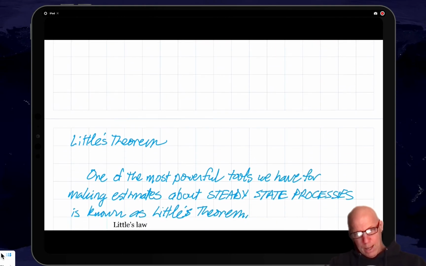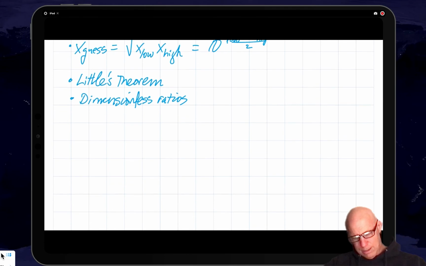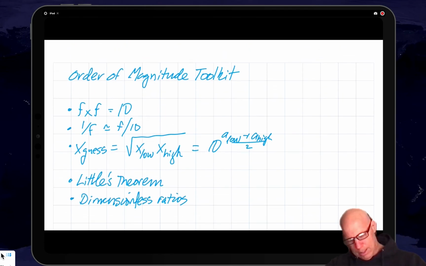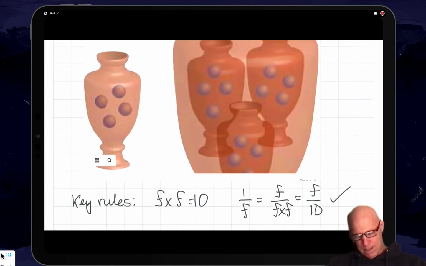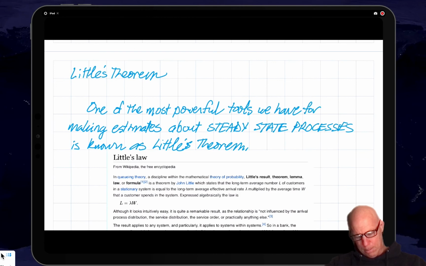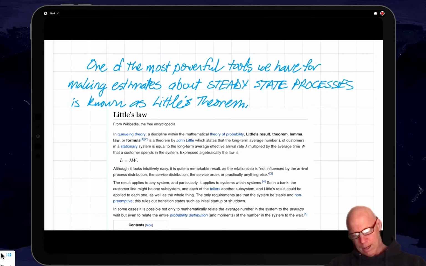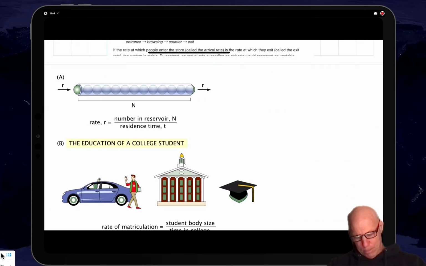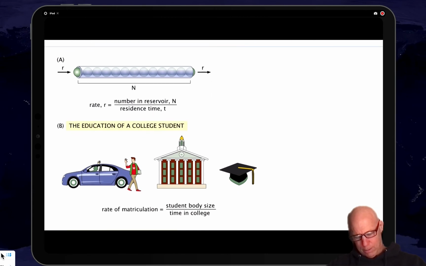And then the last of the comments that I want to make that's also going to be really useful in our order of magnitude toolkit is what I'm going to refer to as Little's theorem. And if you want to, you can look this up online. There's a kind of interesting historical description of this on Wiki. Little's law is what it's referred to as. But for my purposes, I think it's best represented by this little diagram.